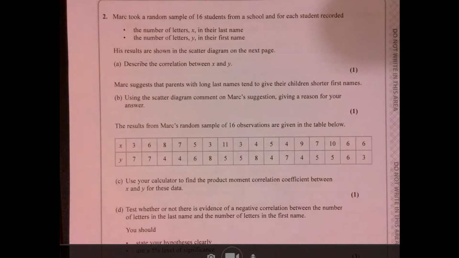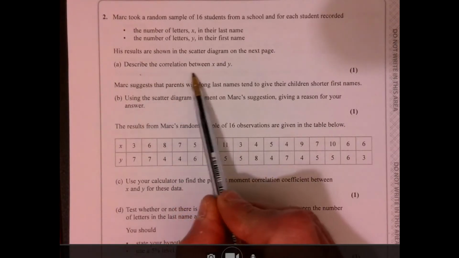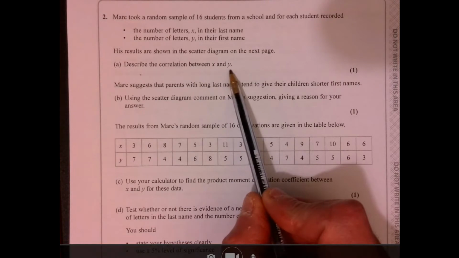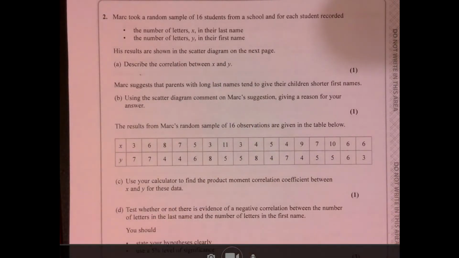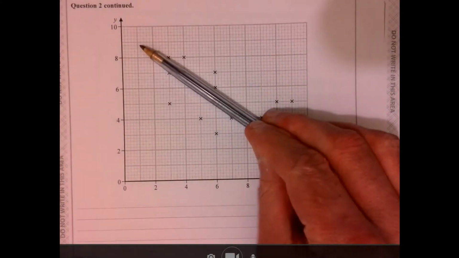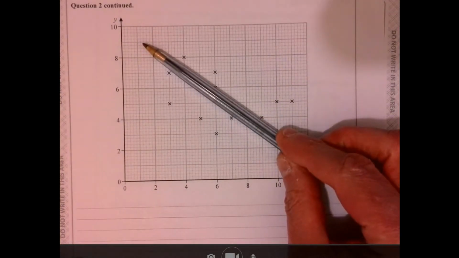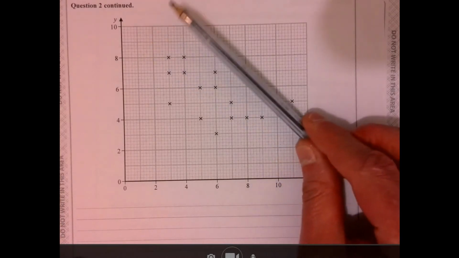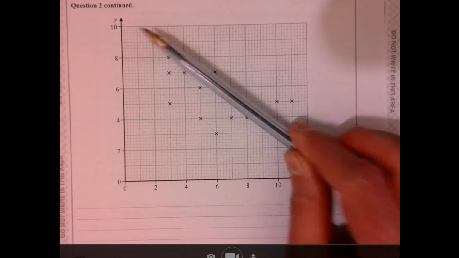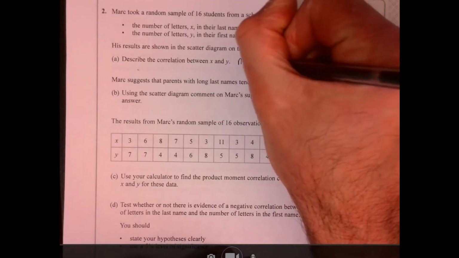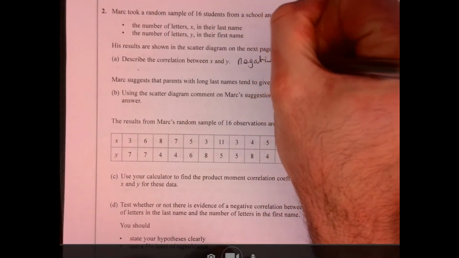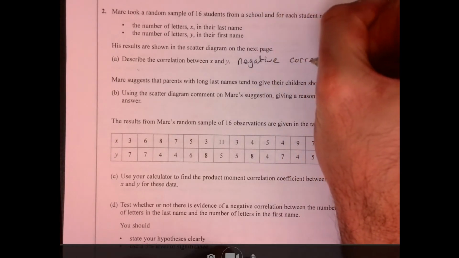Here we go, question 2. So first bit says describe the correlation between x and y, and we can look at the scatter diagram on the following page. If we have a quick look at that, well, yeah, there looks like there's a negative correlation going on here, doesn't there? All right, it's not really strong, but there certainly looks like a negative correlation. So simple answer is negative correlation. There we go. Nice easy mark there to start off with.